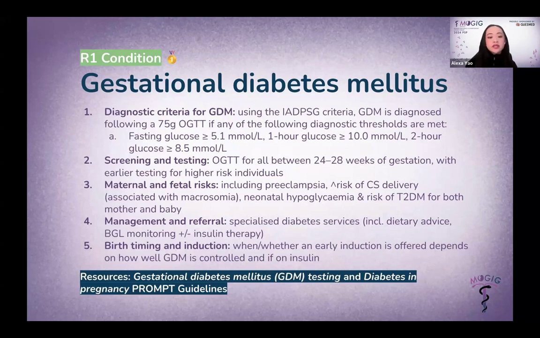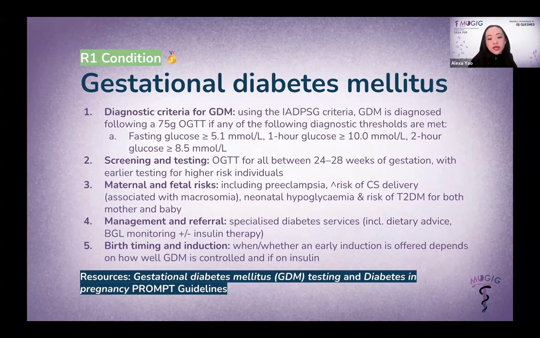The fourth takeaway is that it's important to involve a multidisciplinary team in management, so get dietitians, diabetes nurse educators, and endocrinologists involved if needed, since management can include dietary changes, exercise, blood glucose monitoring, and then also possibly insulin therapy as well. And final takeaway, whether and when an early induction is offered depends on how well the gestational diabetes is controlled and whether insulin is being used for management.